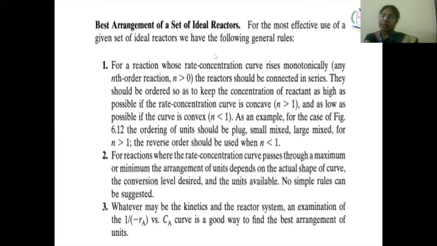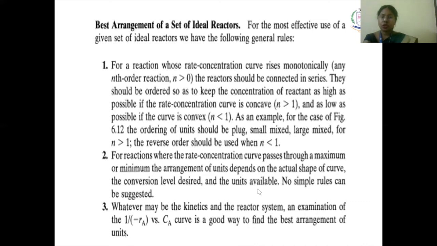Many reactors can be connected in series or parallel, and there are a set of general rules which can be applied. For a reaction whose rate concentration curve rises monotonically, reactors should be connected in series. They should be ordered so as to keep the concentration of the reactant as high as possible if the rate concentration curve is concave, and as low as possible if the curve is convex.